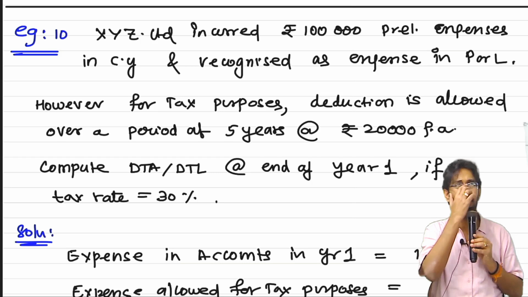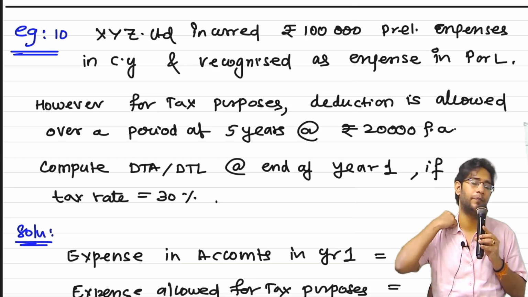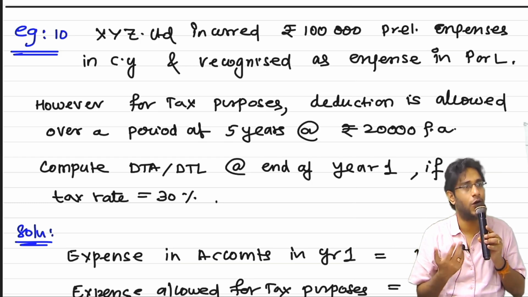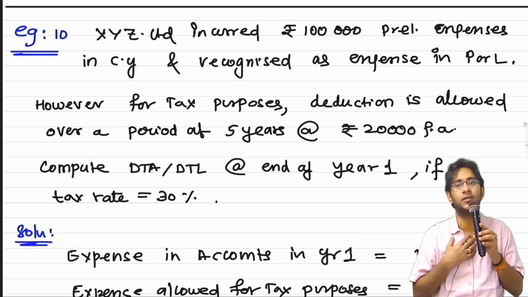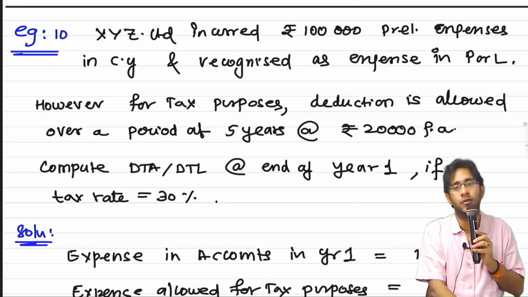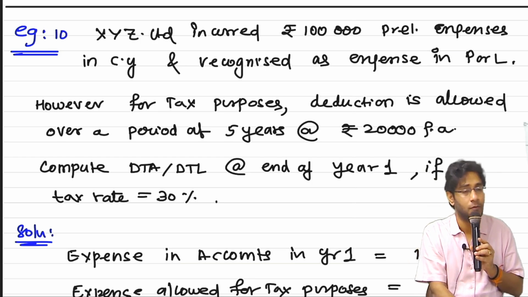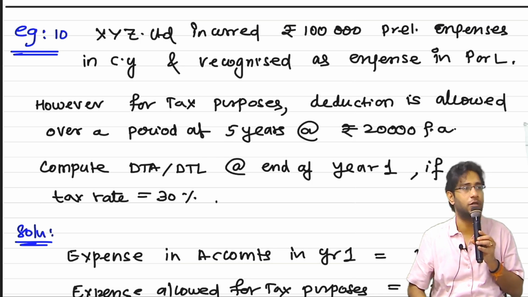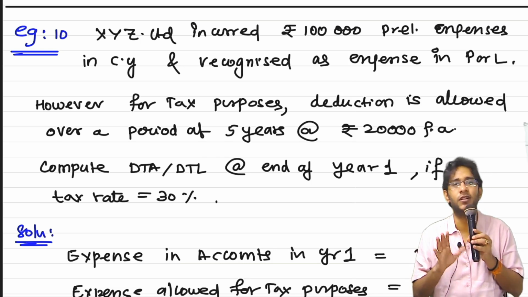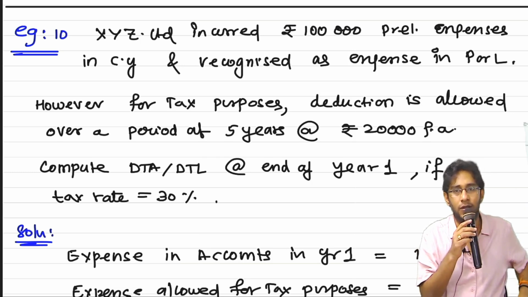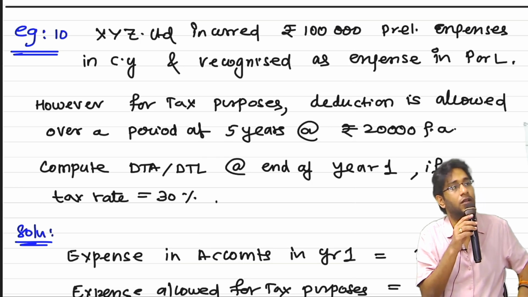First of all, tell me, which formula will you apply? This is neither an asset nor a liability. Preliminary expenses will not appear in my balance sheet also. Sir, then how will I get the answer, sir? First of all, just for internal comfort purposes, income approach. How much expense did I book? 1 lakh. But he allowed only first year 20,000. How much is disallowed? 80,000 disallowed.